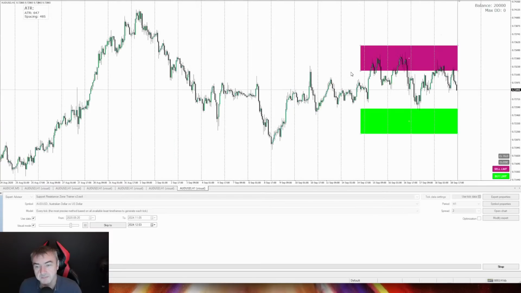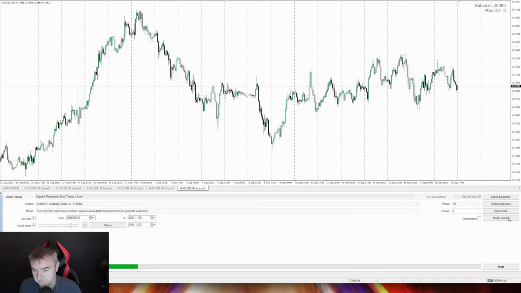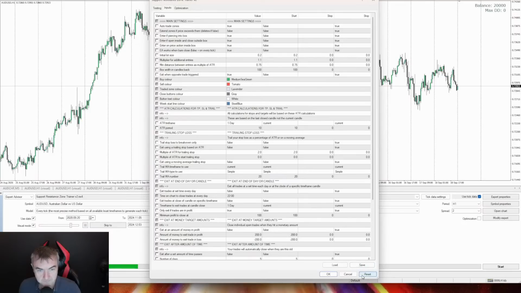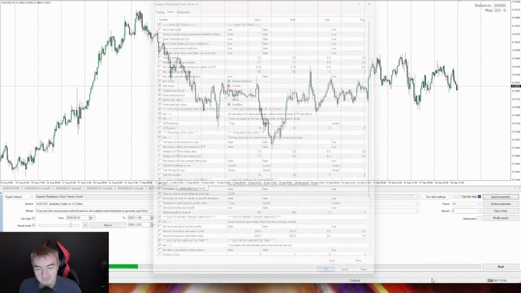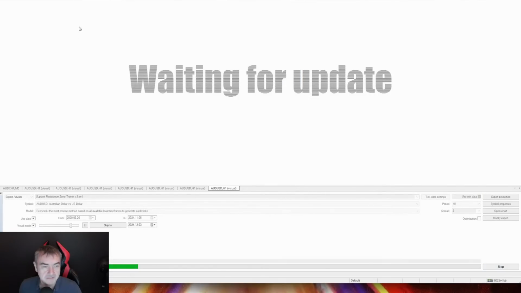When it starts up, it basically just goes, oh, that's a horrible color. I can't do that. Just reset to defaults again. So when it starts up, it basically just places a buy and a sell box.